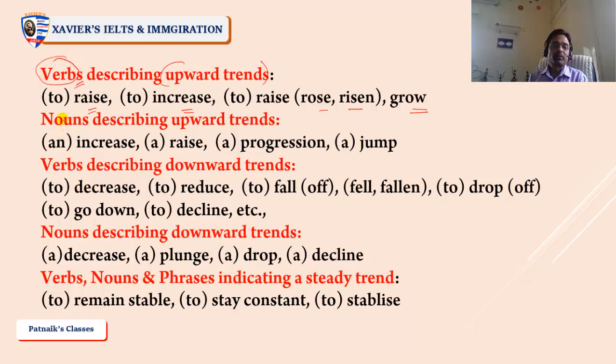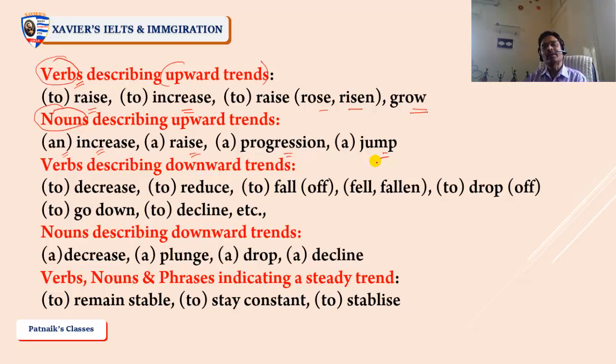Suppose we want to use the words as nouns in our sentences, then what kind of changes will we make? An increase, a rise, a progression, a jump in the figures, a progression in the figures, a rise in the sales figures, an increase in employment. So this type of words we will be using to represent in the form of nouns.